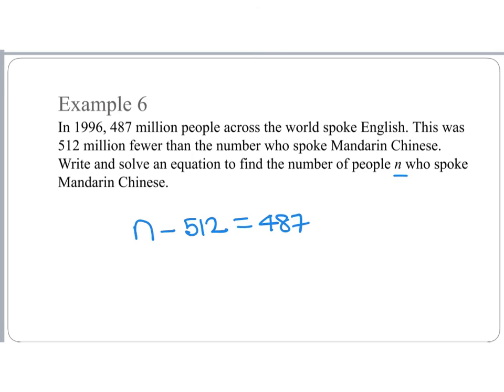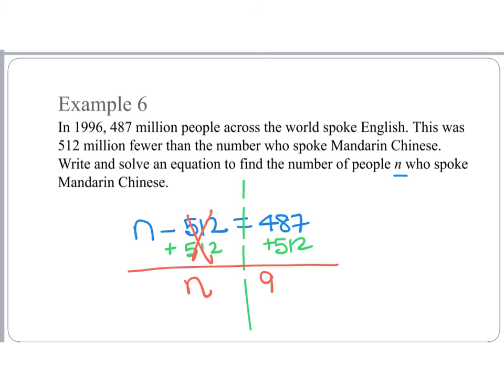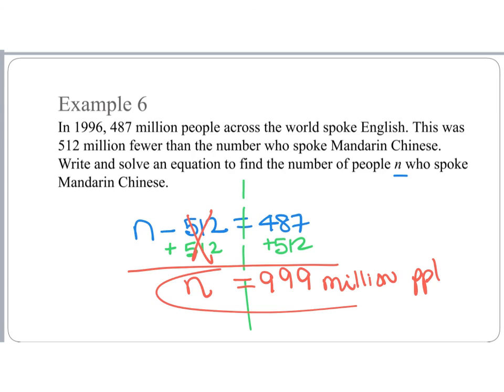So again, if I want to find the number of people that spoke Mandarin, I have to get n by itself, and I'm going to do that by undoing the subtraction of 512, and I undo subtraction by adding 512 to both sides. When I add 512 to both sides, I'm left with n, or the number of people that spoke Mandarin, and 512 plus 487 is going to give me 999. And because I'm in a story problem, I look at the context. So n is really equal to 999 million people. And that would be my final answer.